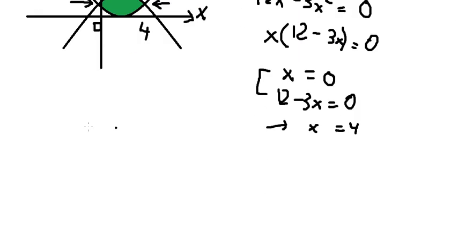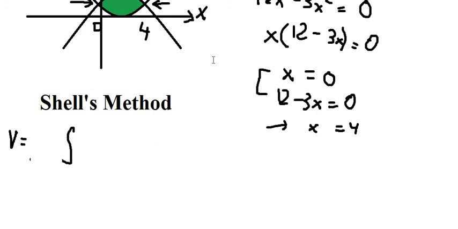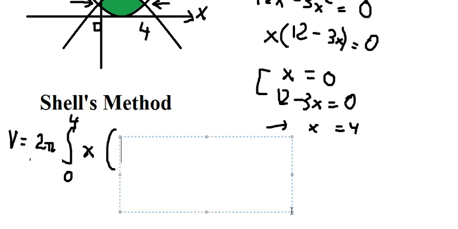And now we can set up the integration. So we can use the shell method. So we have 2π here from 0 to number 4 because we have the bounds here, x. Now we need to use upper minus lower.